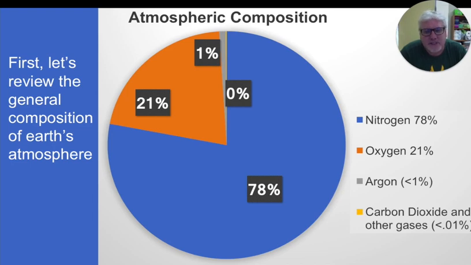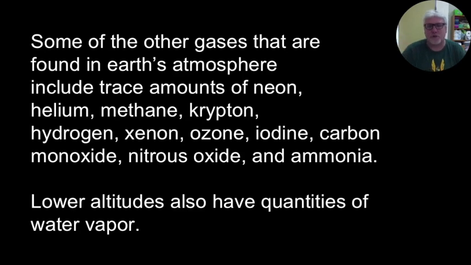But if you add 78% for the nitrogen and 21% for the oxygen, what do you get? 99% of our atmosphere is those 2 gases. Doesn't leave much room for argon, which is pretty close to 1%. And then carbon dioxide and some other gases I'm going to talk about in a moment. They make up less than 0.1%. Not much of our atmosphere. But those things do cause big problems.